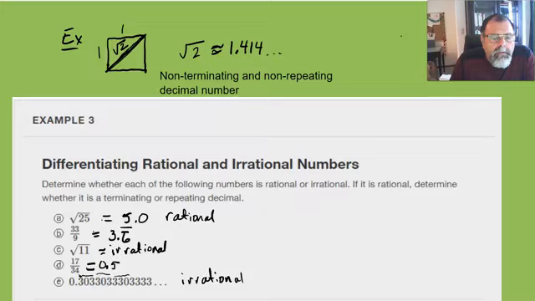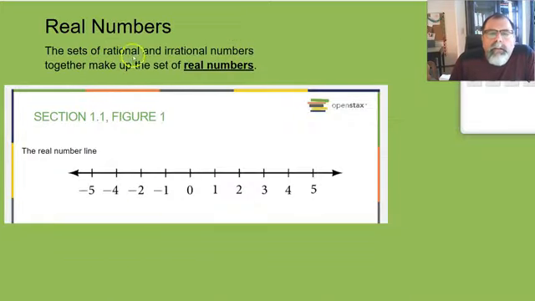All right, let's move on. Real numbers. So the sets of rational and irrational numbers together make up the set of real numbers. So we can represent every real number on what we call the real number line, and we can break it into 3 subsets. We can have 0 all by itself, and then everything to the right of 0 would be the positive real numbers, and everything to the left of 0 would be the negative real numbers.